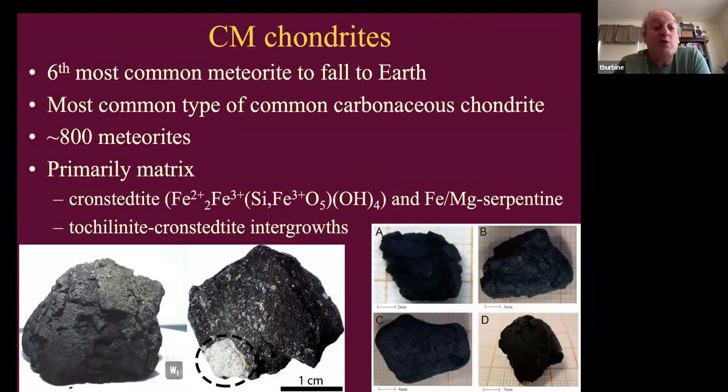CM chondrites are the sixth most common meteorite to fall to the Earth. They're the most common type of carbonaceous chondrite. About 800 meteorites in our collection. It's primarily matrix, right? And then there's this thing called chondrite, which is iron, magnesium, silicate, and then they also have serpentines. And there's all these intergrowths of cronstedtite and chondrite. So if you look at them, they're very dark. There are some light areas that seem to be heated, but most of these are very dark, and you really can't see what minerals are there.